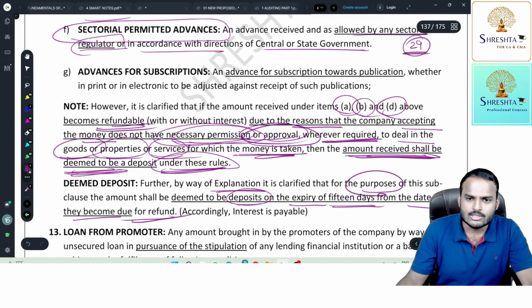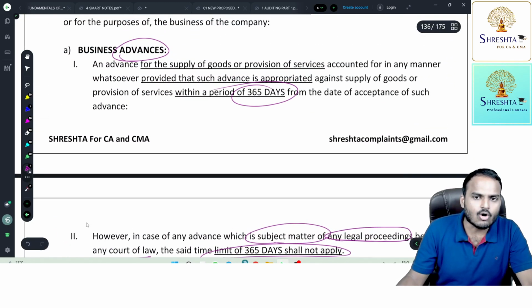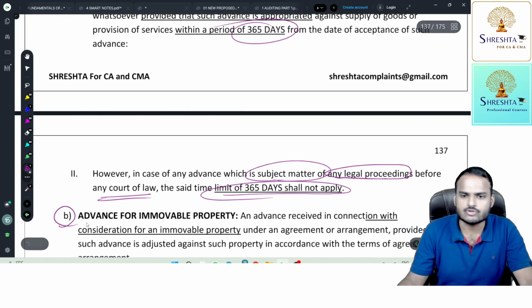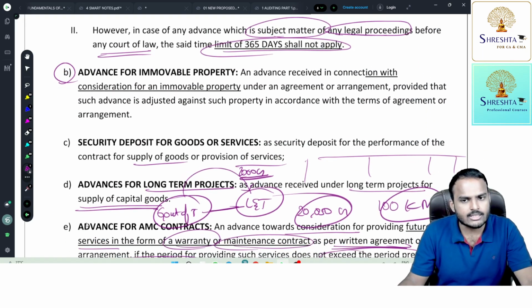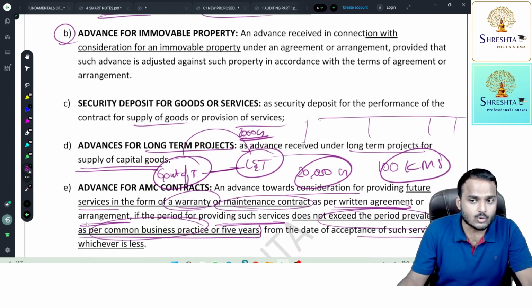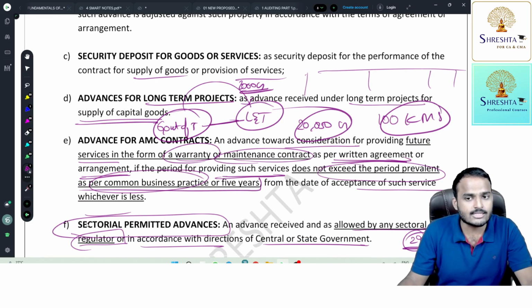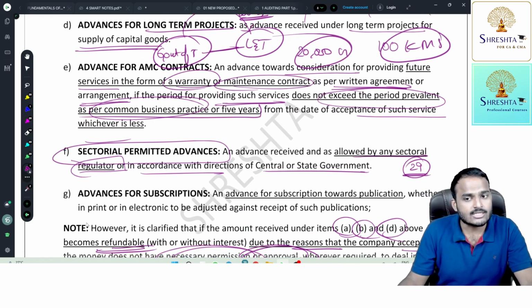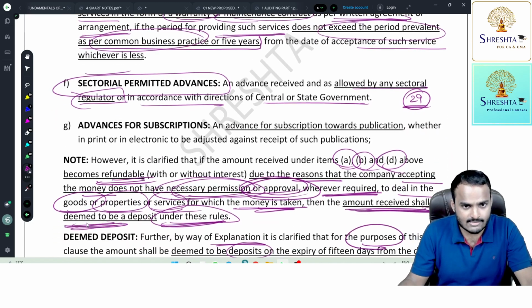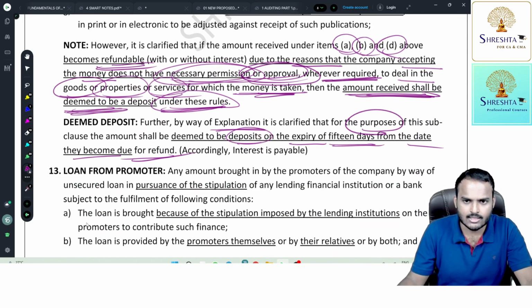Everyone getting my point? So in the 12th point, we covered all types of business advances. Short term advance for immovable property, advances, security deposit for goods or services, advance for long term projects, advance for AMC contracts, sectorial permitted advances, advances for subscription. Everything we covered under this 12th point.